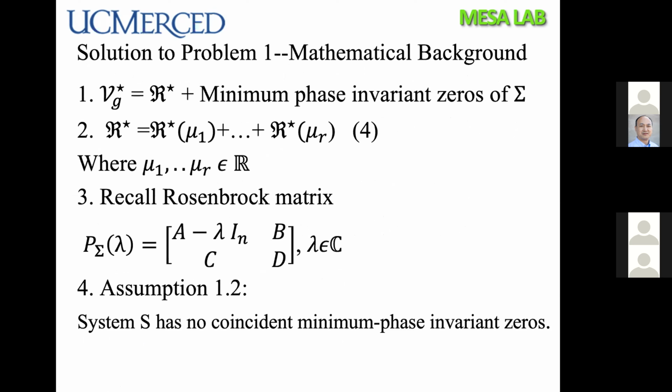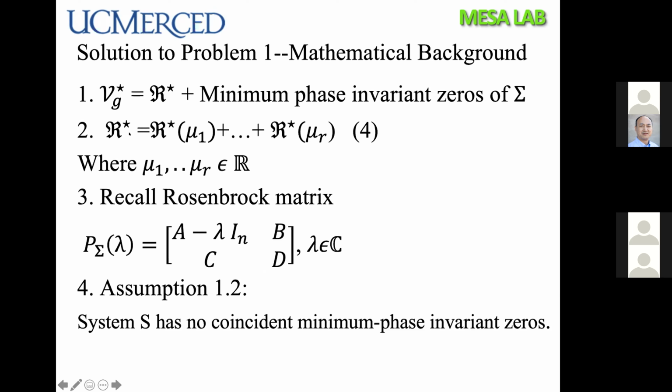So before I give the solution to problem 1, there's the mathematical background. So what's the VG? V star G is the sum of two parts. The first one is the subspace R A star, and the second part is the subspace of the minimum phase invariant zeros of the sigma.